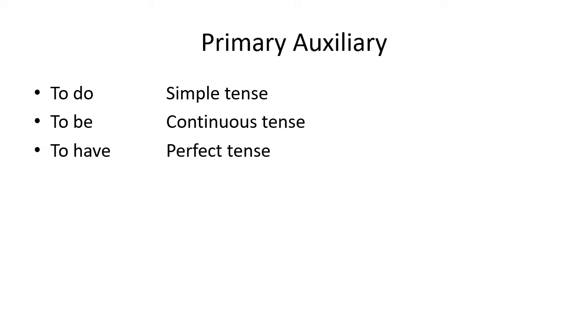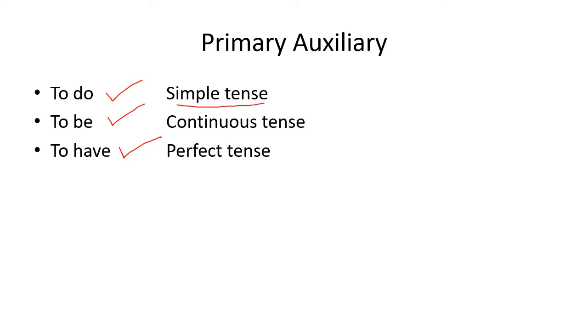Yes, children. Now there are these three forms of primary auxiliaries. The forms of to do, the forms of to be, the forms of to have, which we have seen in one of the slides. But let me tell you, these helping verbs are used to indicate time or tense. So here you can see the forms of to do indicate simple tense. That can be simple present and simple past.